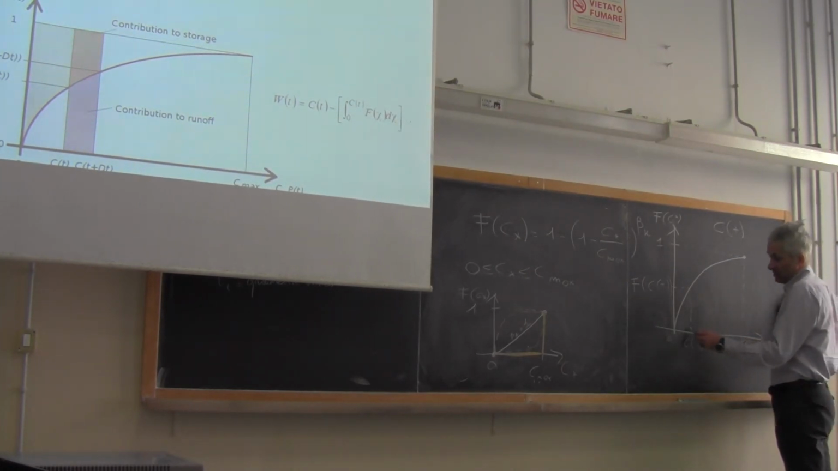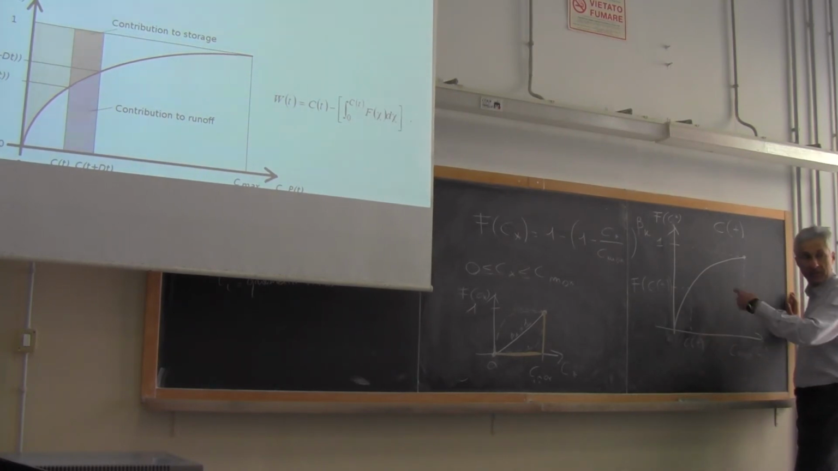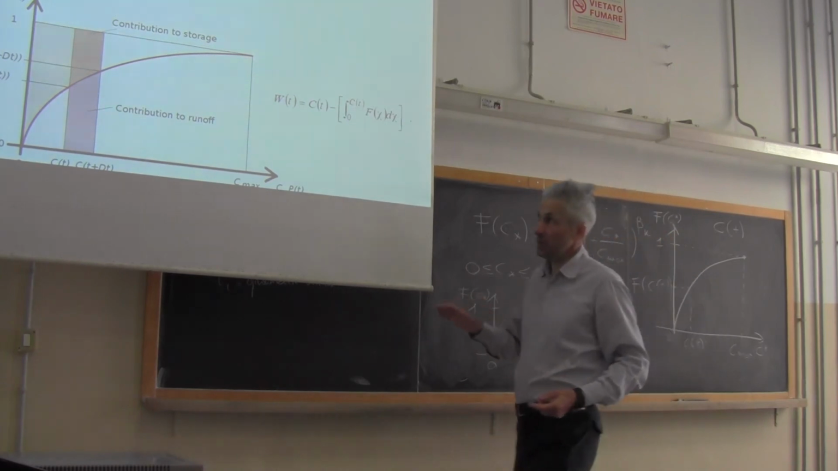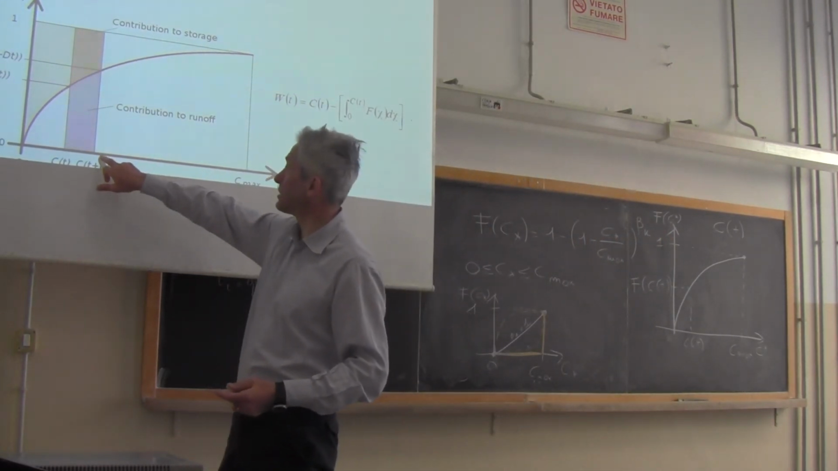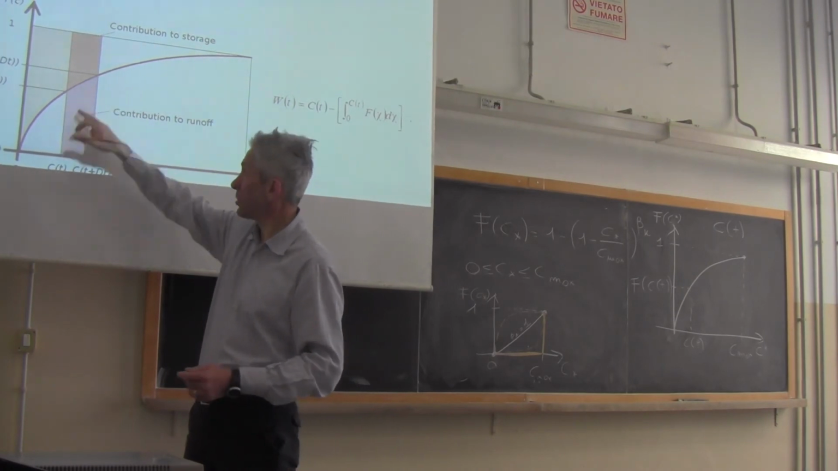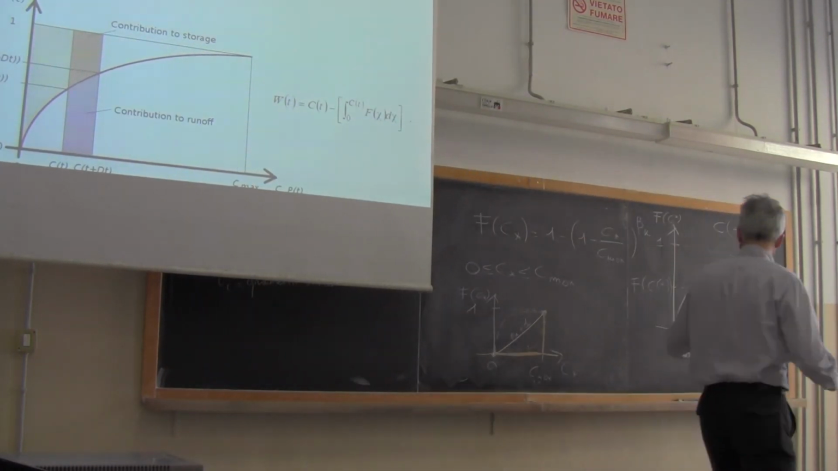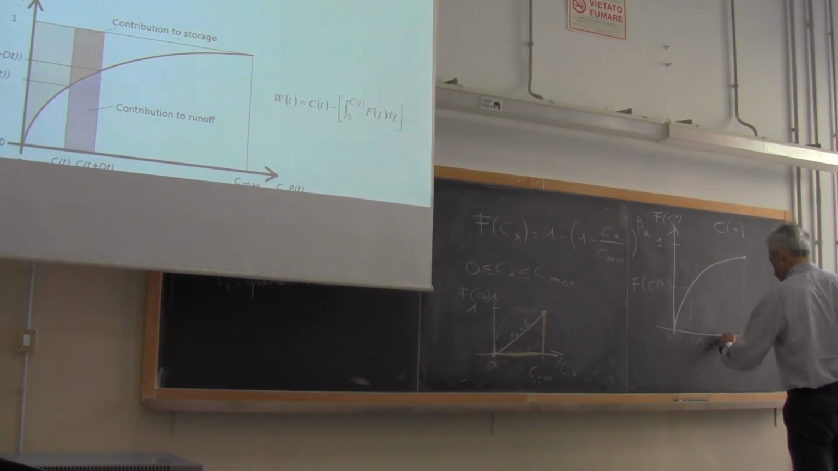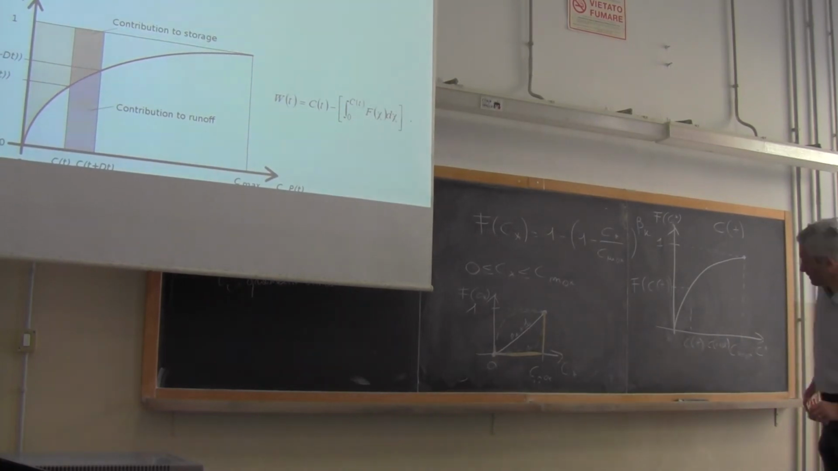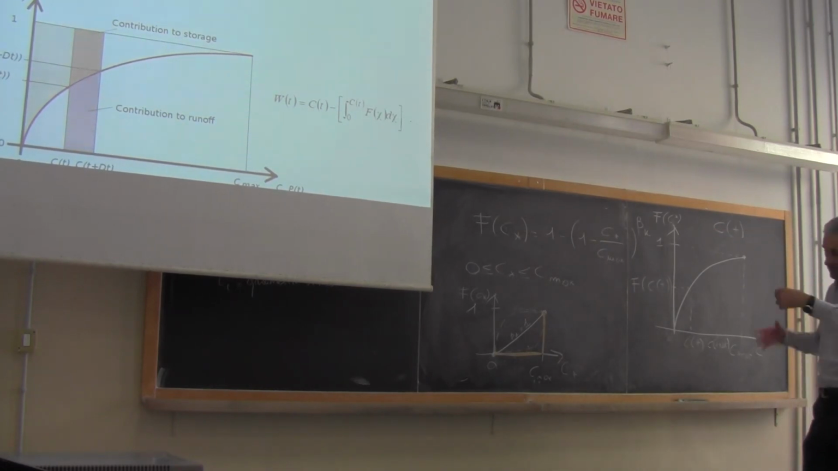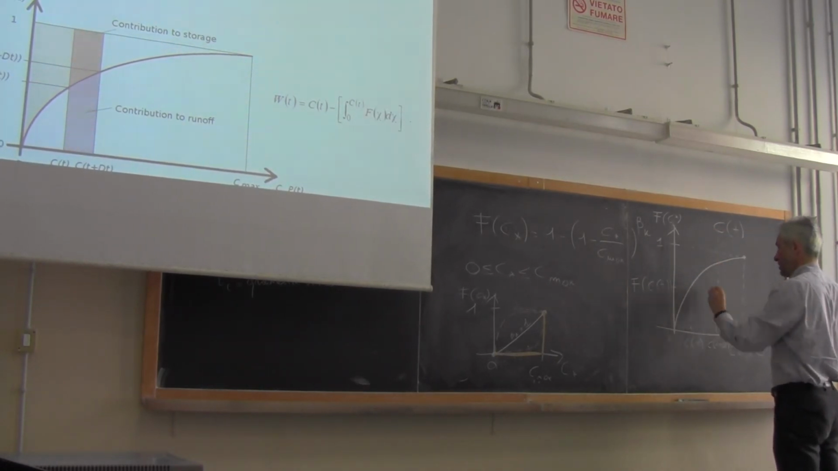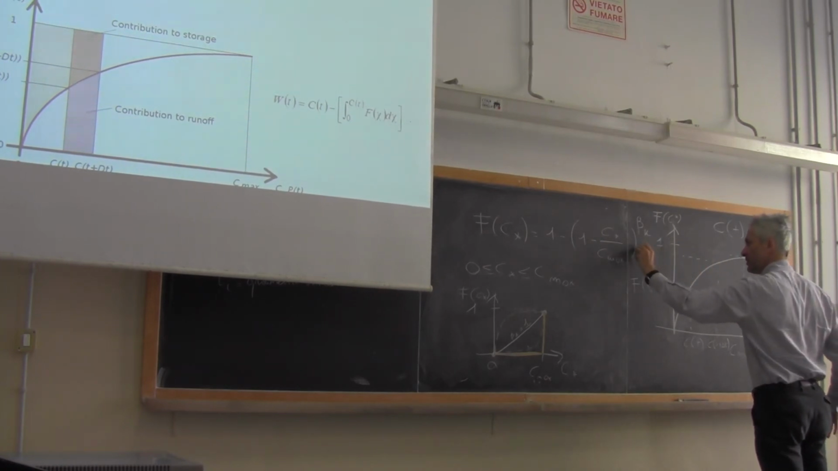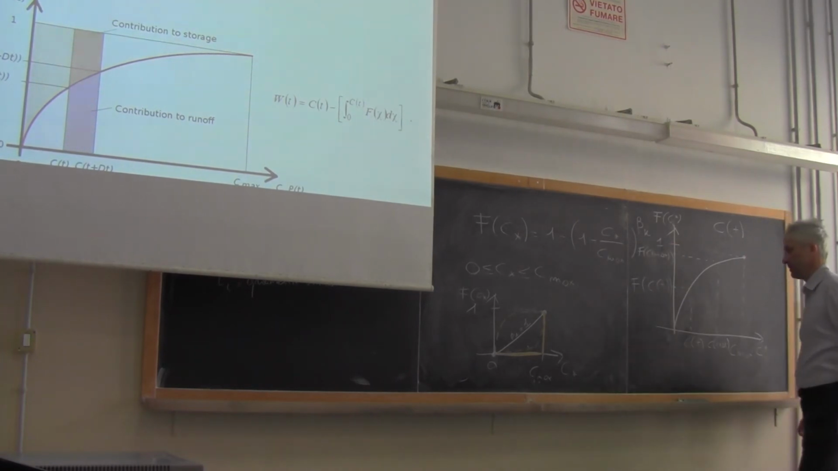Now, what happens if I have a subsequent rainfall, like you see in this figure? Let's assume that I have a subsequent rainfall here. If I have a subsequent rainfall, I move forward to Ct plus delta t. There you see the t, it's the same thing. And here I have Fct plus delta t.